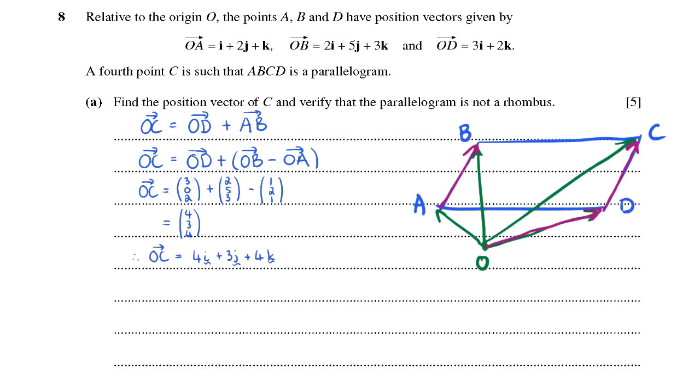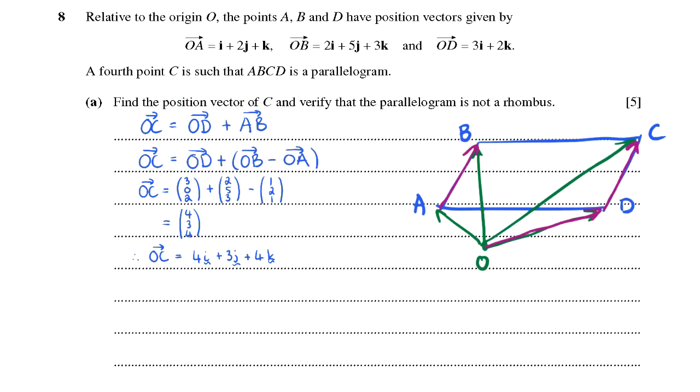For the second part of this question, we have to verify that the parallelogram is not a rhombus. Well, we already know it's a parallelogram. The question told us that, and we should know that because we made the opposite side the same vector. We made DC the same vector as AB, and by doing that, we also made the other 2 lines parallel. Okay, so how do we show that it's not a rhombus?